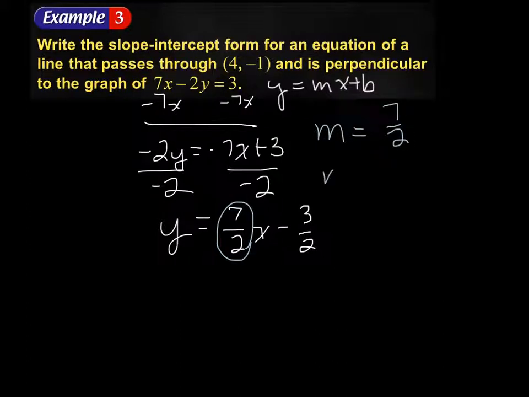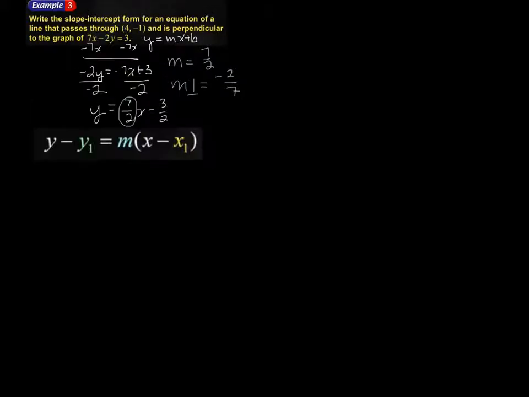We said if we want the slope of a perpendicular line, it's the opposite reciprocal. So it would be -2/7. So now I've got a point, I've got a slope, I can use my point-slope form again. So y minus the y part of my point, so minus -1 is going to be +1, equals m, which we said was -2/7, times x minus the x part of our point.